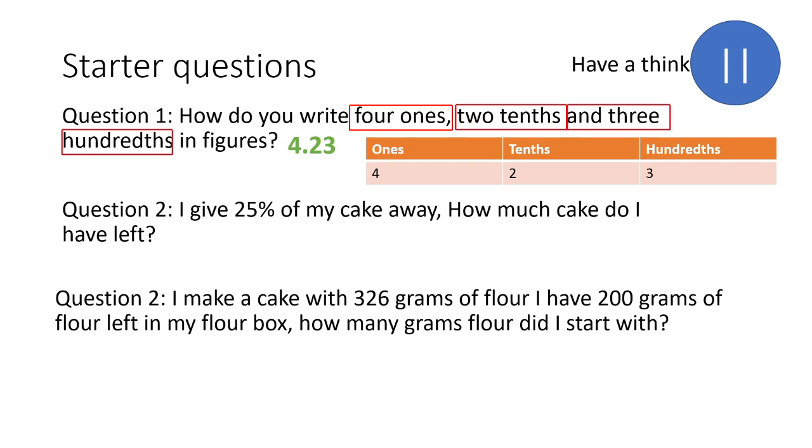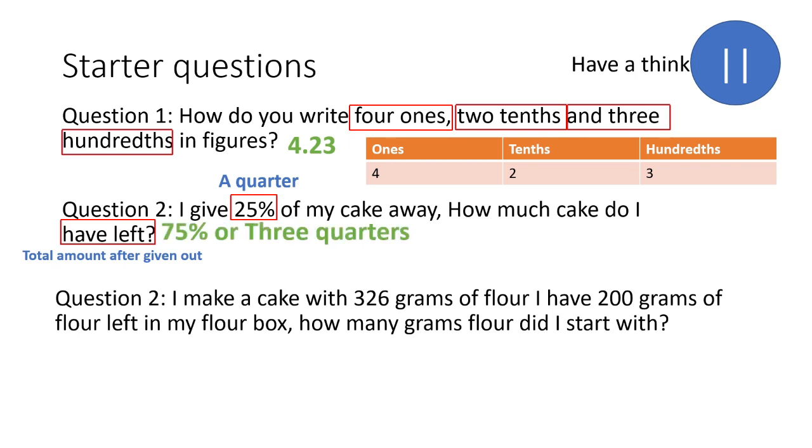Question 2. Hopefully you noticed that 25% is actually a quarter. And "have left" means the total amount after being given out or distributed. So if you think about it, a quarter is 1 over 4. 4 over 4 is a whole. So if you do 1 whole minus a quarter, which is 75% or 3 quarters, that is your answer.